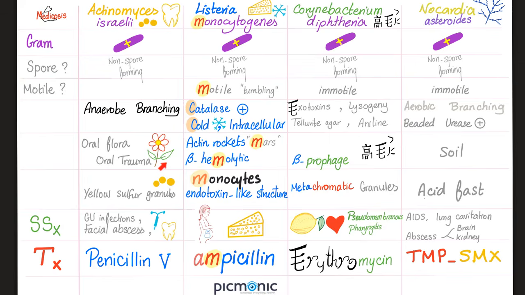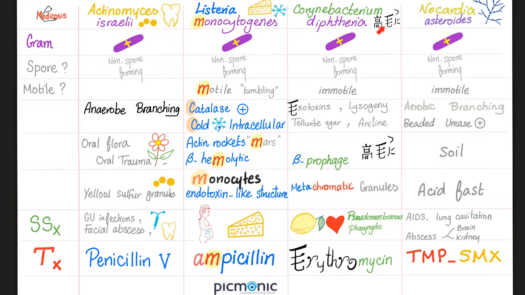Actinomyces israelii is part of the oral flora, with yellow sulfur granules, GU infections, facial abscess, and dental work. Treatment is penicillin. Listeria monocytogenes is catalase positive and grows in cold temperature. Actin rockets, you can say Mars or Elon Musk, haha. Beta hemolytic, endotoxin-like structure. Cheese, pregnant mothers. Ampicillin is the treatment.